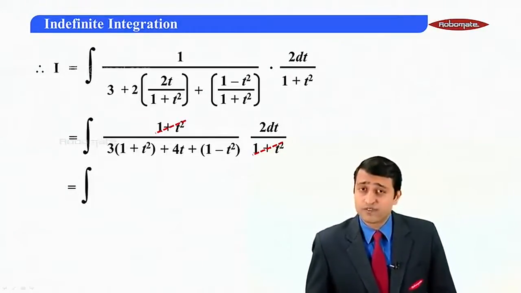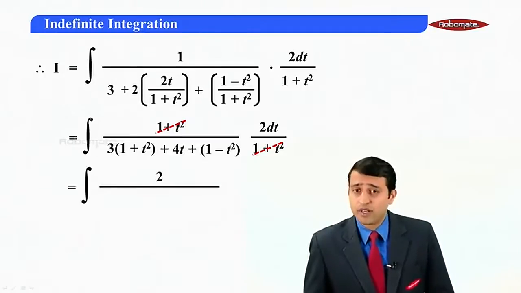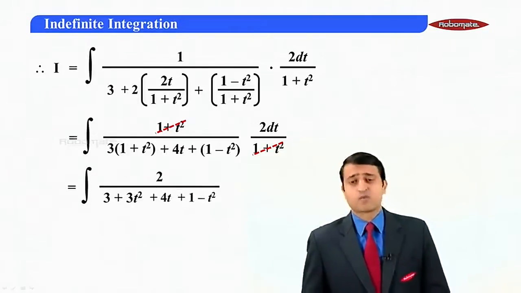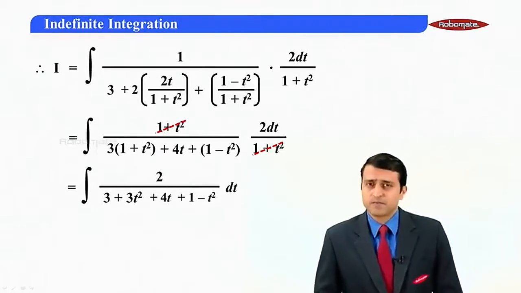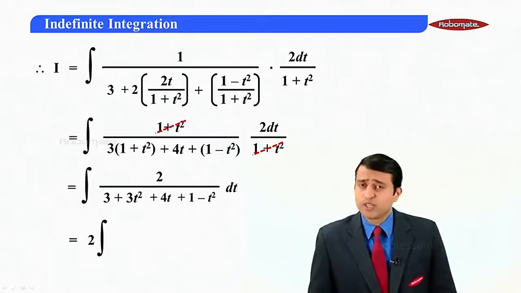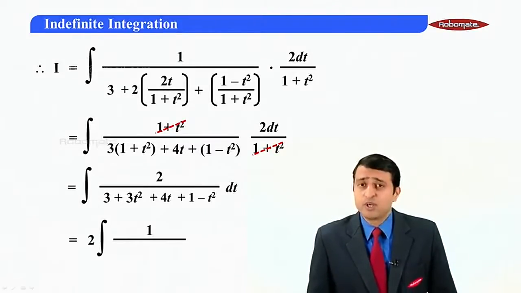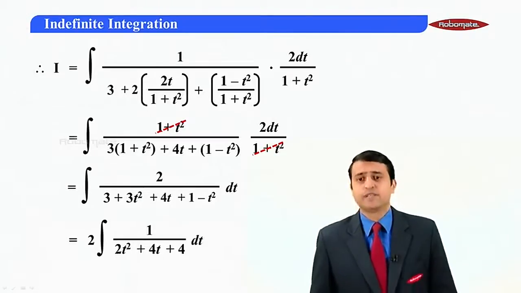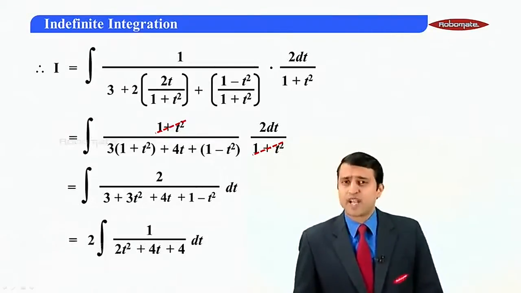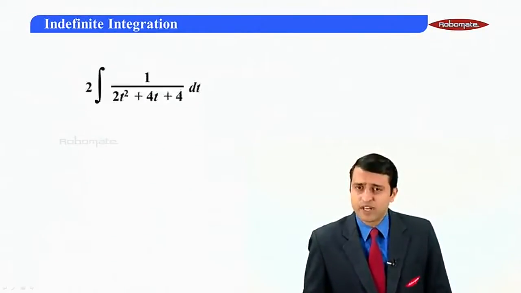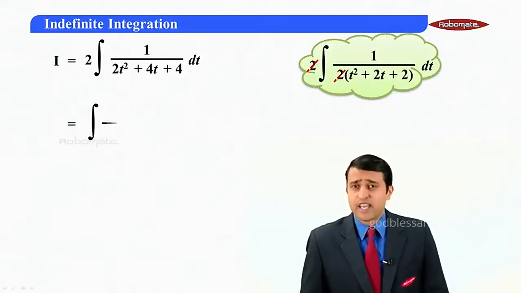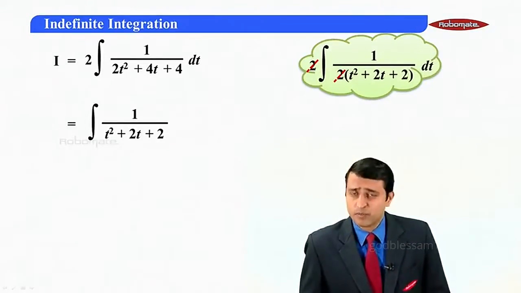2 is a constant, so we will write that as integral of 2 upon, let's open the brackets in the denominator. So we will get 3 plus 3t square plus 4t plus 1 minus t square, and dt is there. Now 3t square minus t square is 2t square plus 4t plus 4. So 2 times integral of, can I say 1 upon 2t square plus 4t plus 4 dt. Now my dear students, you can see 2 is a common factor in the denominator. There is a 2 outside the integral. So I'll just write this step for reference, and in the cloud let me show a working where I am saying 2 and 2 will get cancelled. So in the next step we'll write integral of 1 upon t square plus 2t plus 2 dt.